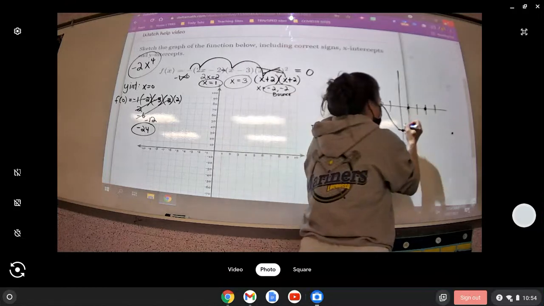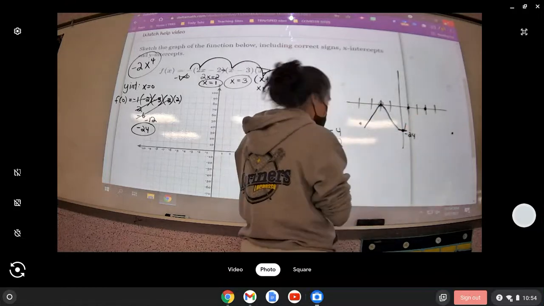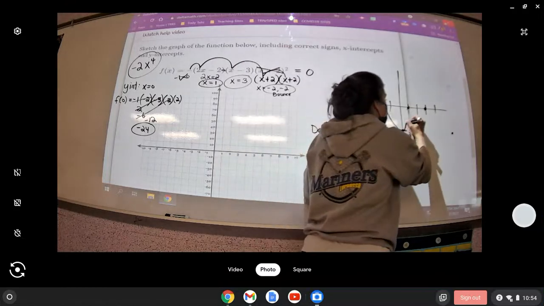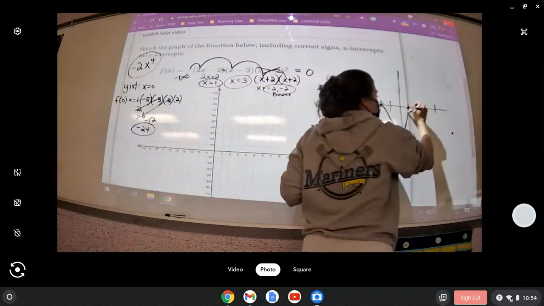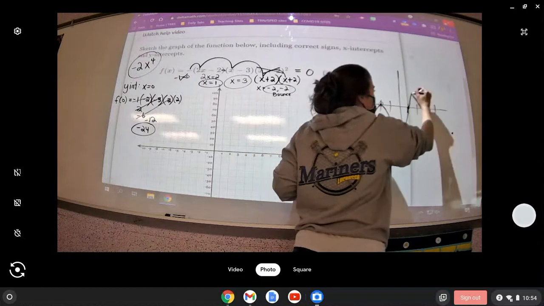All right, so now we're going back up. All right, we're going back up. That x-intercept was a single, so we're crossing right over. Now I'm going up. I got a turn.